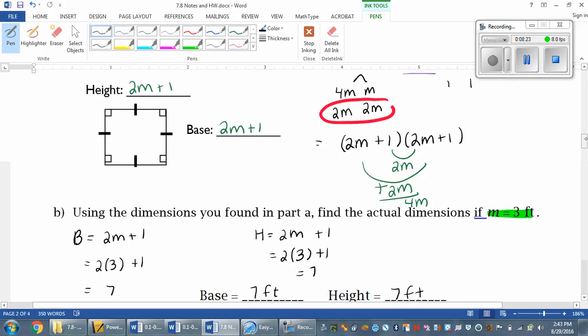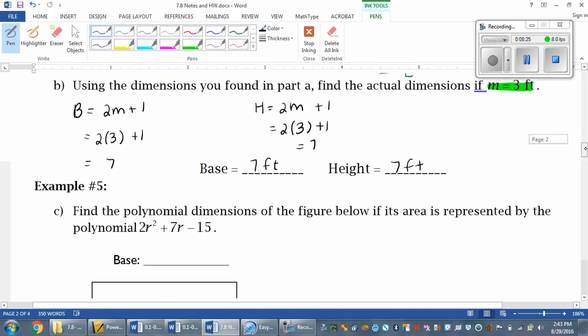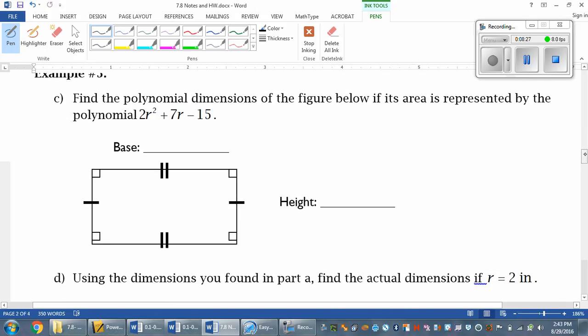All right, last example, example number 5. Again, we're going to find the polynomial dimensions, which means find the base and the height, if the area is represented by this. Again, we have to work backwards. So 2r squared plus 7r minus 5. That is the area.